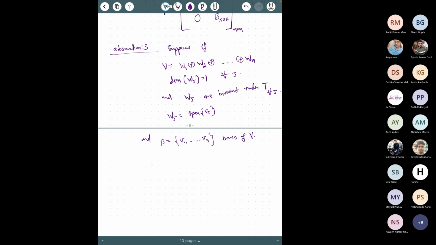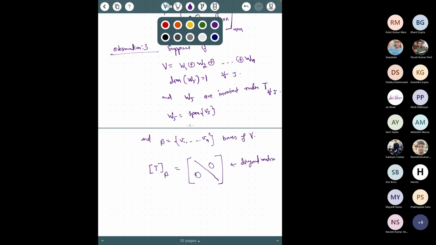Now, if you look at the matrix of T with respect to this basis, then this would be a diagonal matrix, right? Again, others can verify this.